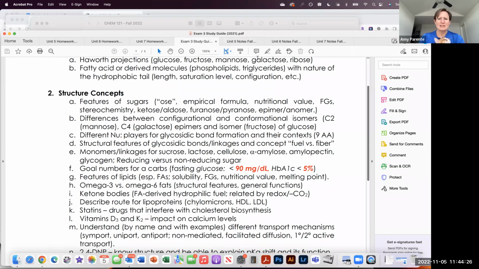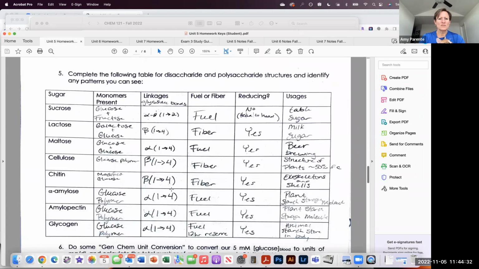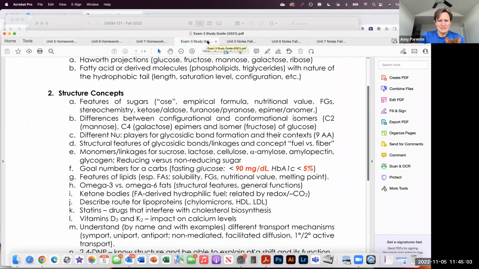Structural features of glycosidic bonds: being able to describe them, and we have a slide here that talks about all the different linkages. From this slide, I would expect you to know for these specific sugars who the monomers are, and then what the glycosidic bond is that's present. Remembering that if we see a beta in any of these glycosidic bonds, that generally makes it fiber. Sucrose is the one exception because it's an alpha-beta linkage. That's also fuel. We can break that apart. So that is the structural features of those glycosidic bonds.